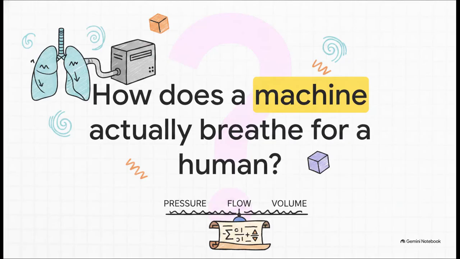So before we even think about touching a single dial on a vent, we have to ask ourselves a pretty fundamental question. How exactly does a machine breathe for a human being without causing damage? Because it really is this massive balancing act of pressure, flow, and volume. We have to push air in to sustain life, absolutely, but we have to do it without causing ventilator-induced lung injury. And the secret to understanding how we pull this off lies in one single physiological formula.